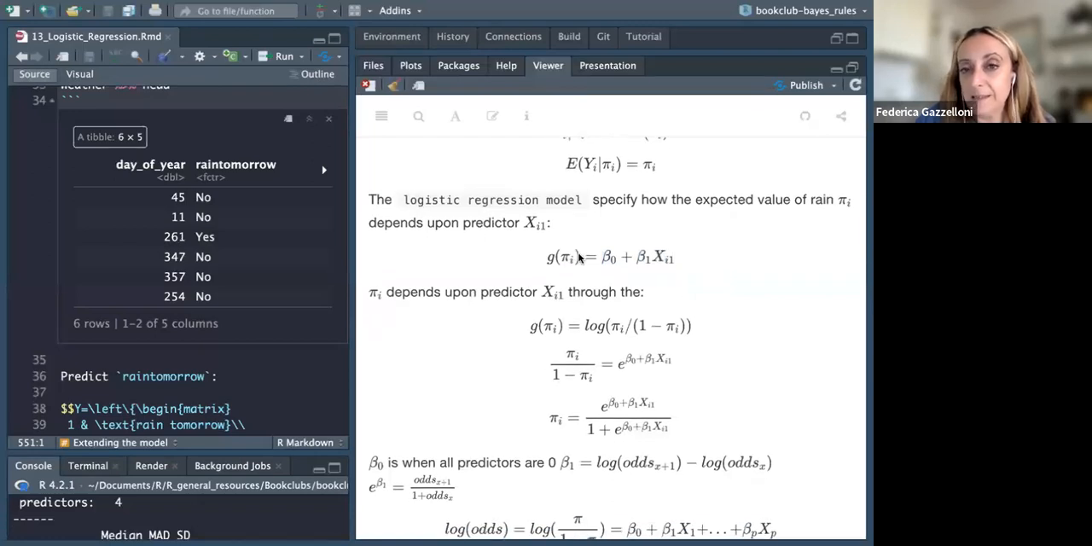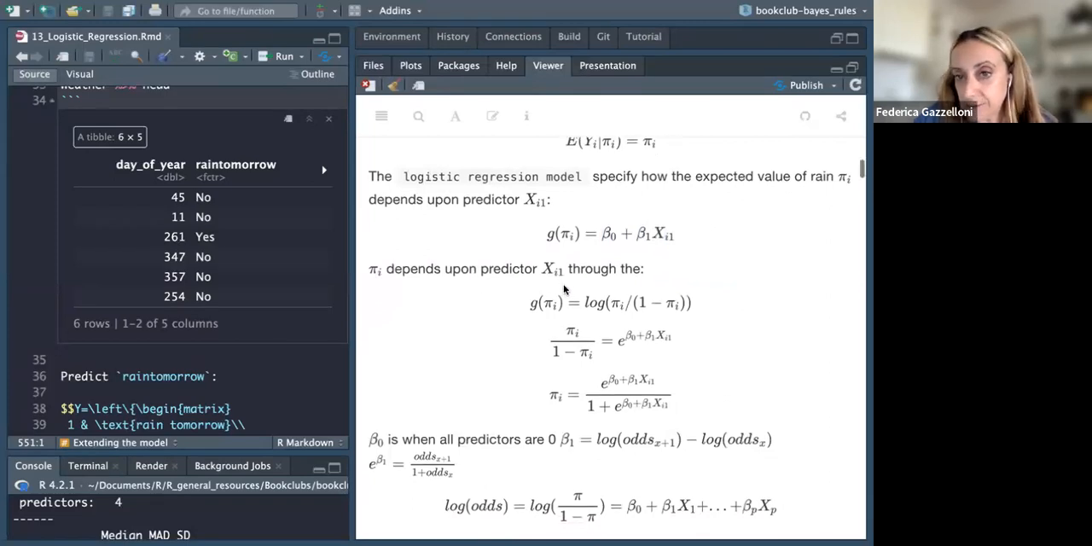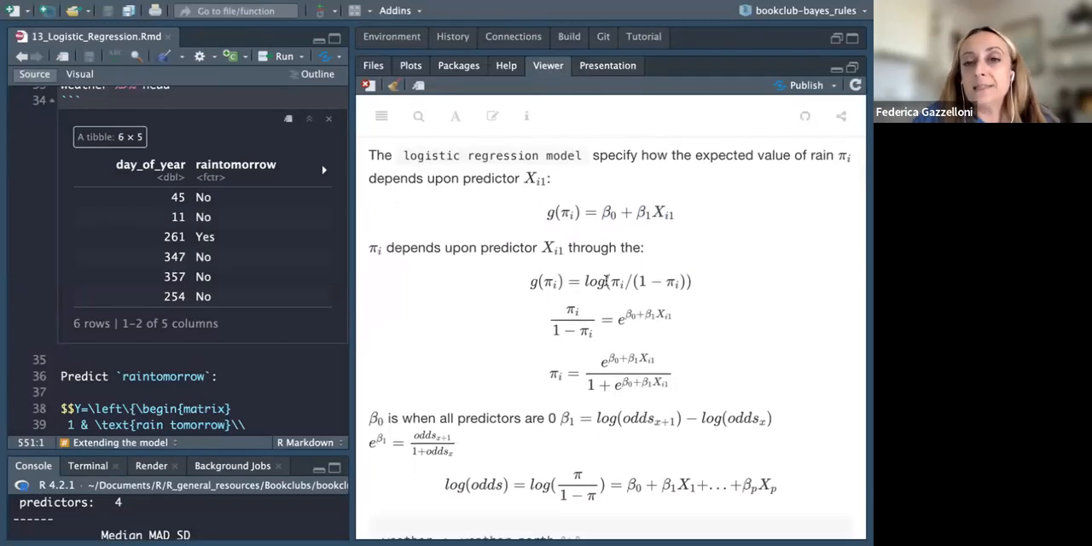So the expected, the estimated values would be this one here. And so P depends upon the predictor values. But now, in the logistic regression model, the response can be one or zero, as it is binary. It's suggested to use a transformation of the probability. So this G here is the function. We can use different functions, which means that you can use a function of the probability.